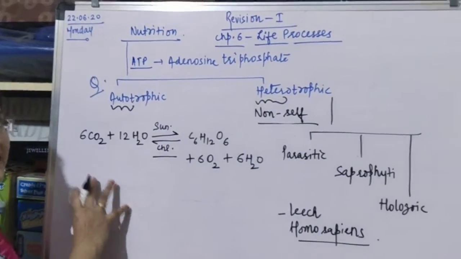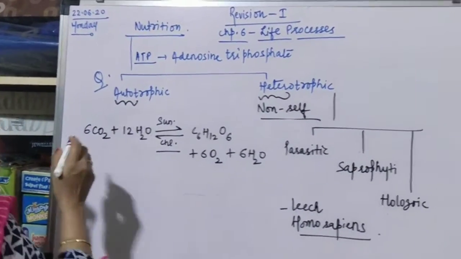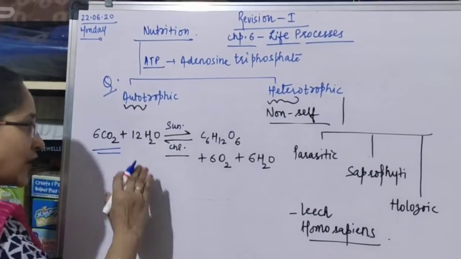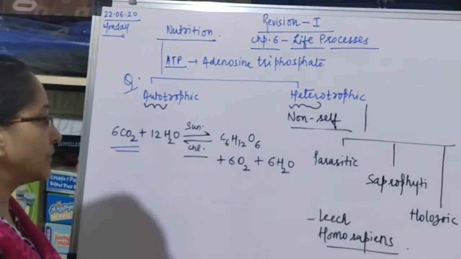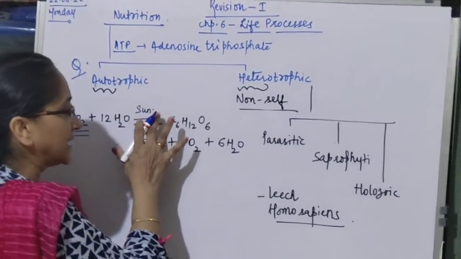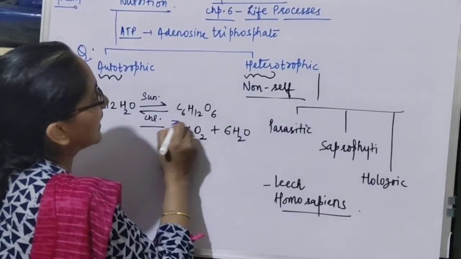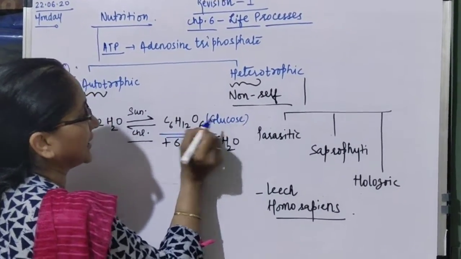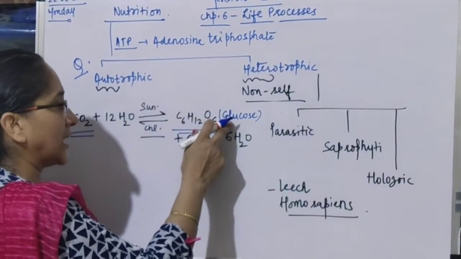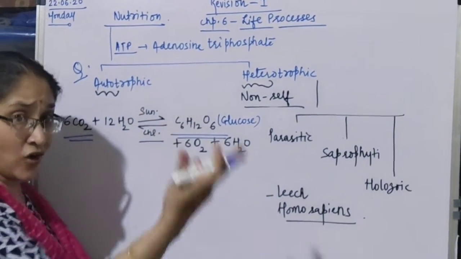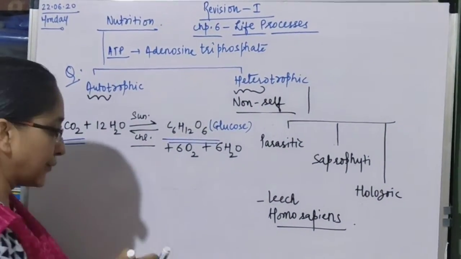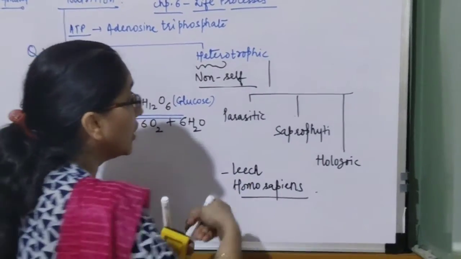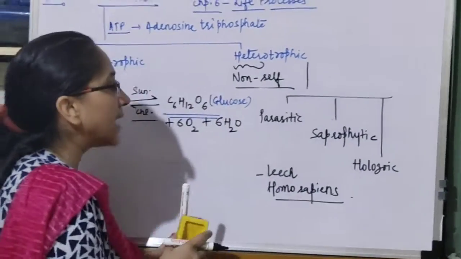So this is the balanced chemical reaction of photosynthesis, wherein 6 carbon dioxide molecules are utilized by the plants from the atmosphere, and 12 water molecules from the soil with the help of xylem, in presence of sunlight and chlorophyll. They will manufacture this molecule, which is referred to as glucose. So this C6H12O6, this 6 carbon compound, is nothing but glucose, eliminating oxygen in the atmosphere, which we breathe in, and releasing water. Now, talking about the heterotrophic, it is divided into parasitic, saprophytic and holozoic.